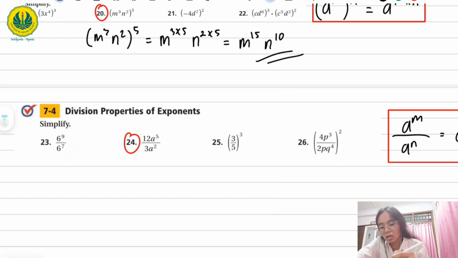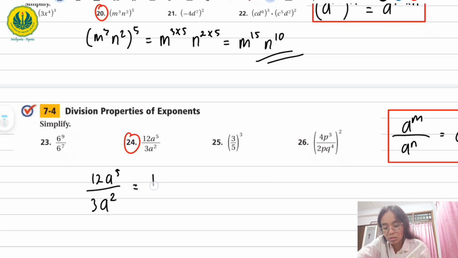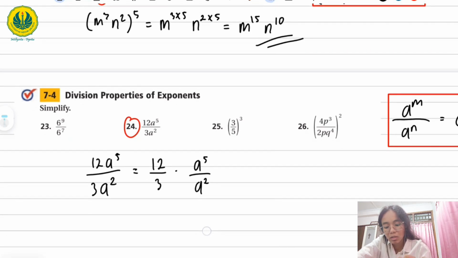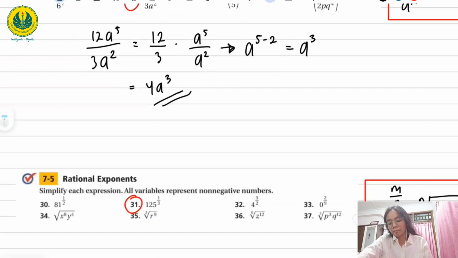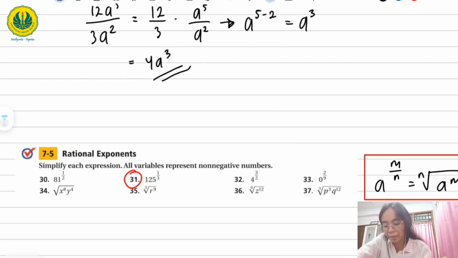We have 12a to the power of 5 over 3a to the power of 2. We just group number with number, and variable with variable, to simplify it. 12 over 3 is going to be 4, and for a, it's going to be a to the power of 5 minus 2. And then we get a to the power of 3, or a cubed. We can write it like this. And then the last one, number 31.